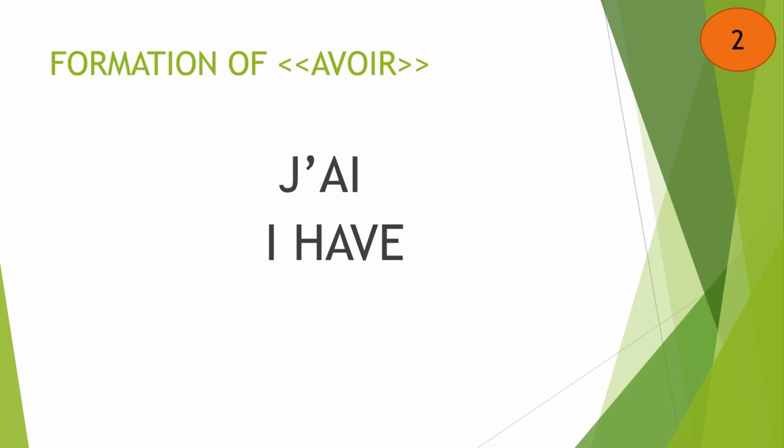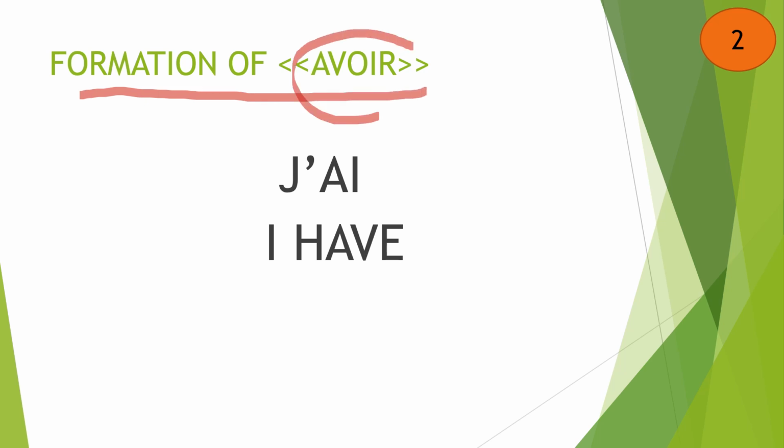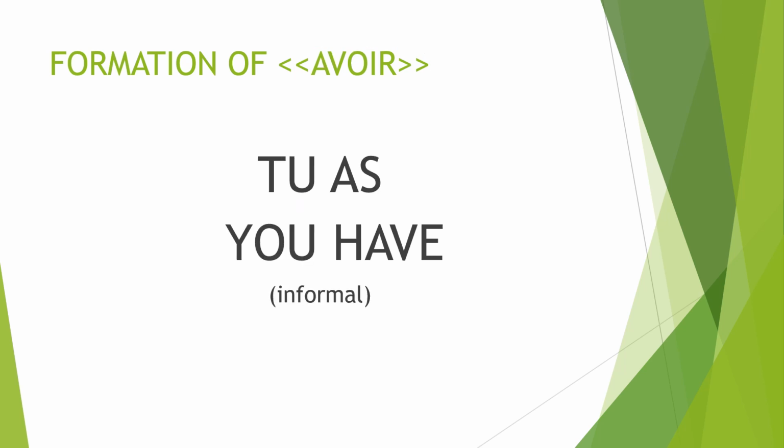Now, let's learn how to form avoir, or let's learn the conjugation of avoir. Please listen to the conjugation very attentively. Écoutez attentivement s'il vous plaît. J'ai. You can repeat after me. J'ai, which means I have. Tu as. Tu as, which means you have.